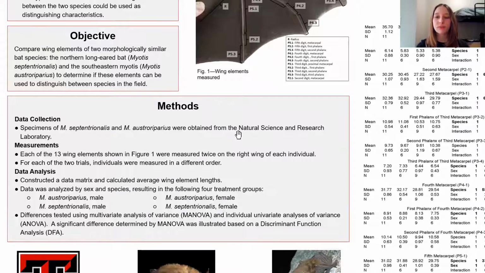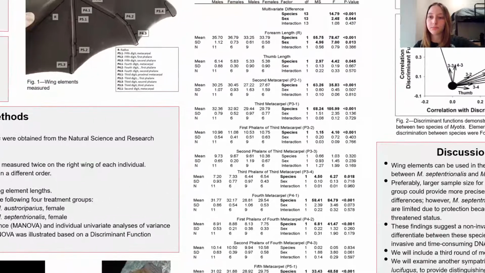Once all of the measurements were taken, we constructed a data matrix, and we calculated the average of each wing element length. We separated the data by species and sex, and then conducted a multivariate analysis of variance, univariate analysis of variance, and a discriminant function analysis.